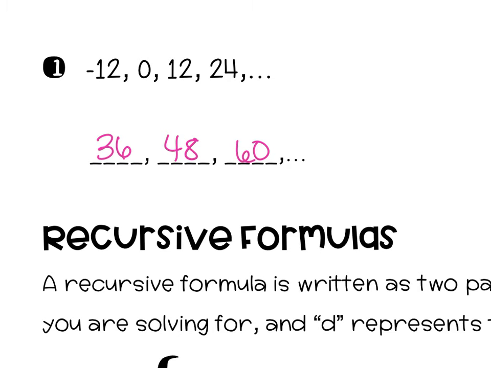Okay, hopefully you're checking your answer. So the common difference was +12. They were adding 12 between each term, which then gave us 36, 48, and 60.